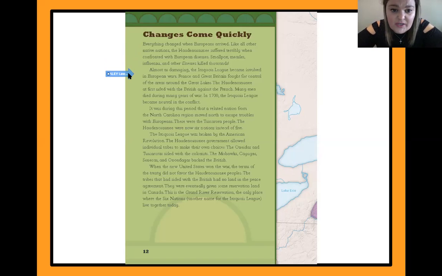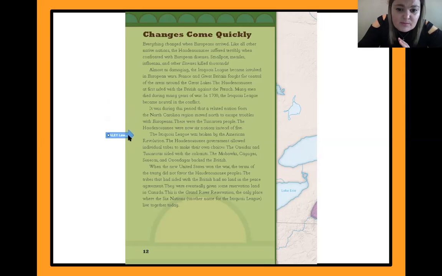The Haudenosaunee at first sided with the British against the French. Many men died during the many years of war. In 1700, the Iroquois League became neutral in the conflict. They didn't want to fight anymore. They didn't pick a side. It was during this period that a related nation from the North Carolina region moved north to escape troubles with Europeans. These were the Tuscarora people. The Haudenosaunee were now 6 nations instead of 5.